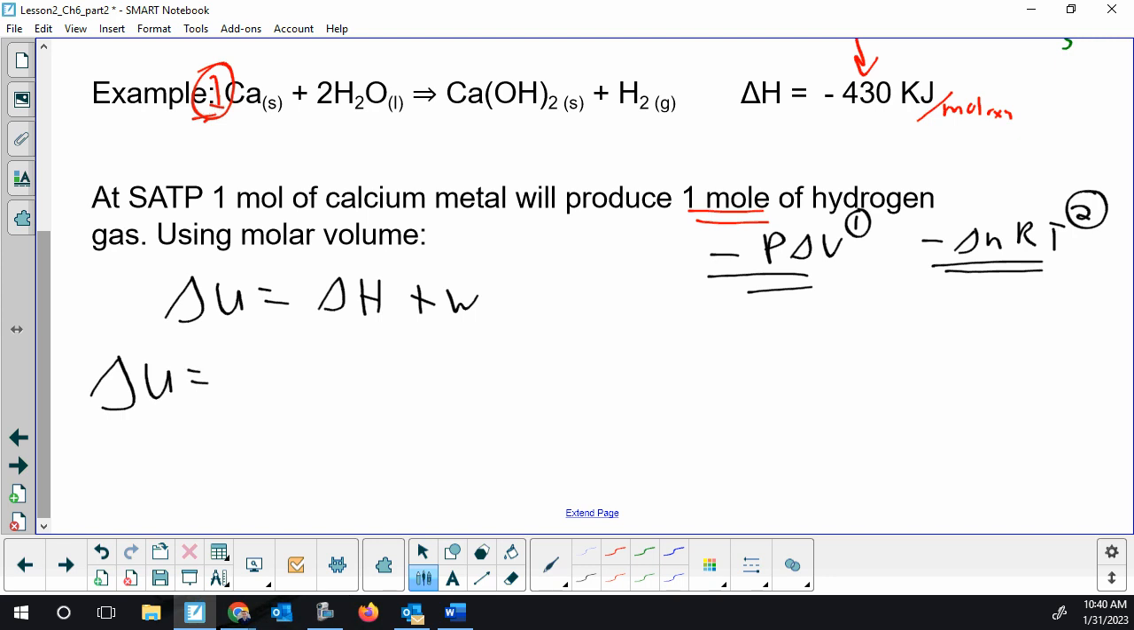Change in internal energy. What's the enthalpy change? Minus 430 kilojoules. I'm going to keep writing it the Chem 30 way. I'm not going to go per mole, but when you look through examples in AP textbooks, you're going to see that per mole of reactant. And then what's our PV work? We need to know the pressure and the change in volume. Well, standard conditions are pretty much an atmosphere. We need to know the change in volume.